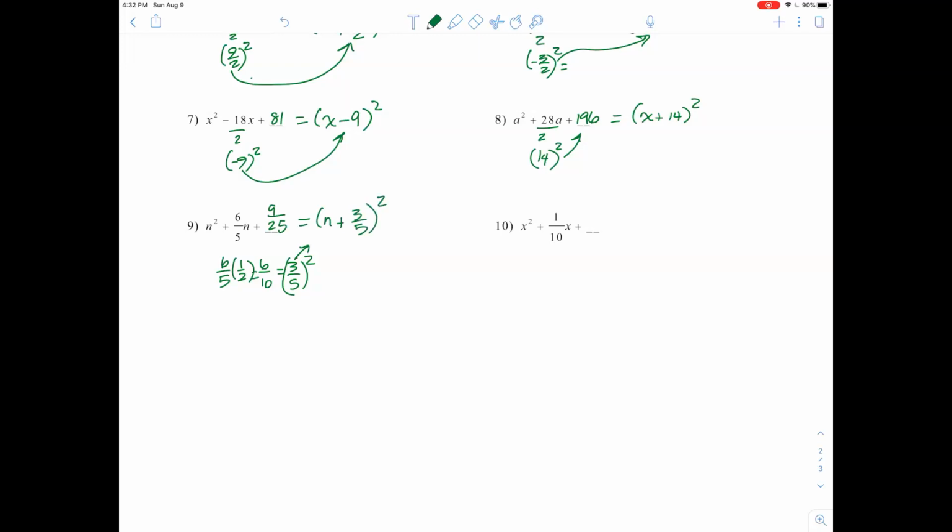Okay, same thing here with 1/10. We're going to cut that in half by multiplying it times 1/2. So that's 1/20 squared. 1 times 1 is 1. 20 times 20 is 400. Factored out, that is x plus 1/20 squared.